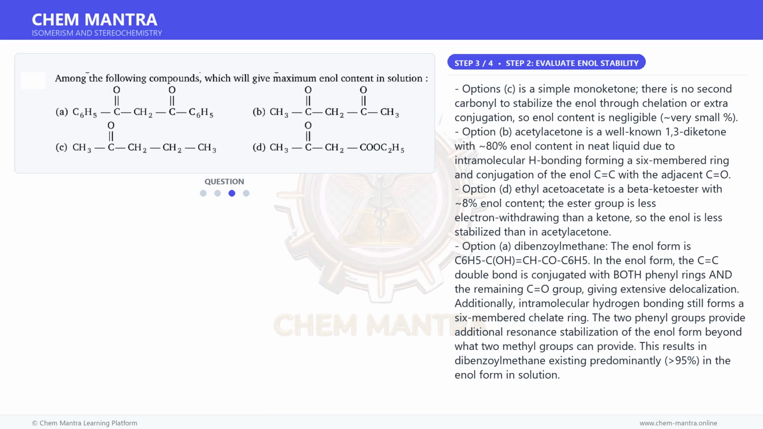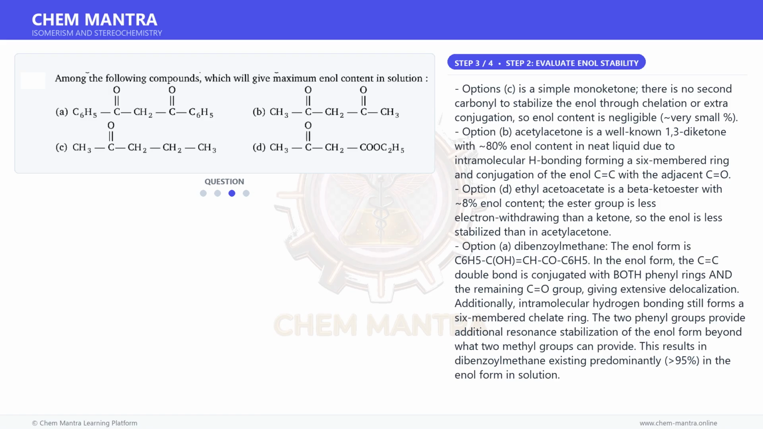3-Diketone with approximately 80% enol content in neat liquid due to intramolecular H bonding forming a 6-membered ring and conjugation of the enol C=C with the adjacent C=O. Option D, ethyl acetoacetate, is a beta-ketoester with approximately 8% enol content. The ester group is less electron withdrawing than a ketone, so the enol is less stabilized than in acetylacetone.